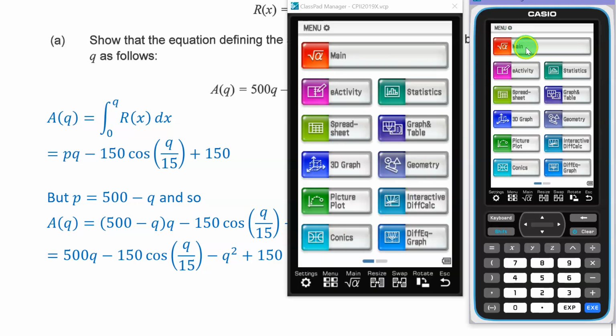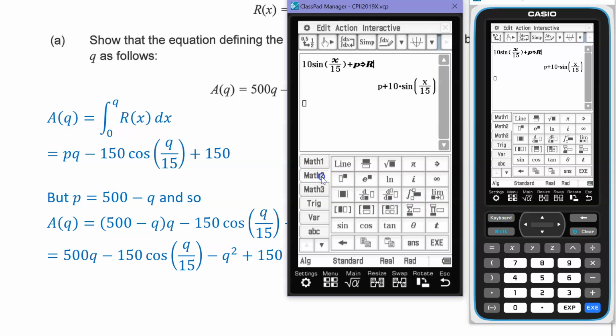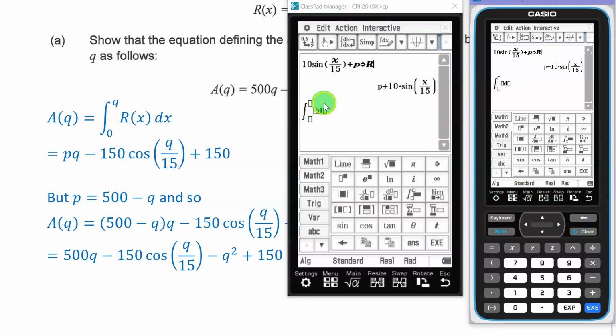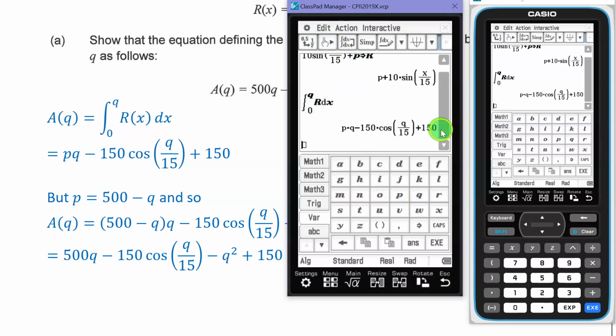So here we go. Into main, I've already typed in the function R and stored it as R so that if we need it later, we can get it back. Our next job is to grab the keyboard, go down to Math 2, and then, oops, I've popped it in the wrong place. Let's drag this down onto a new line and get rid of that little bit from up there. So we need to integrate. I'll pop R in here because it is stored, with respect to X from 0 to Q. So I'm going to use the variable Q. Oops, not from down there. I thought I'd tapped into the upstairs box. There we go, Q.